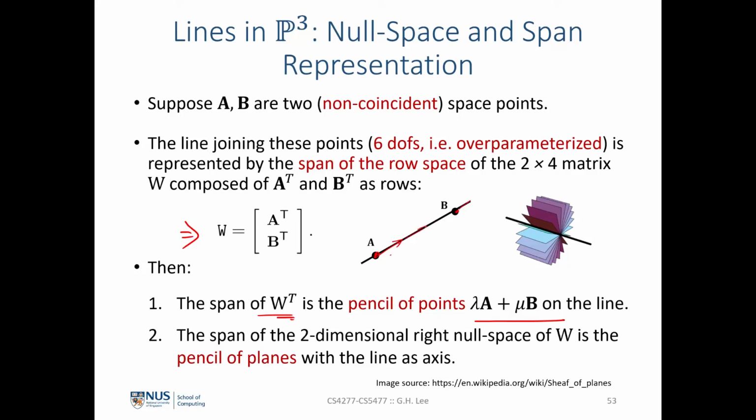Since A and B here are 2 points on the line, any linear combination of these two is going to give us any point on this particular line as well, since the direction of A and B is aligned with this line. So any linear combination is going to be in the subspace of the line, and hence the span of W transpose is going to give us a pencil of points on the line. And the span of the two-dimensional null space of W is the pencil of planes with the line as the axis.